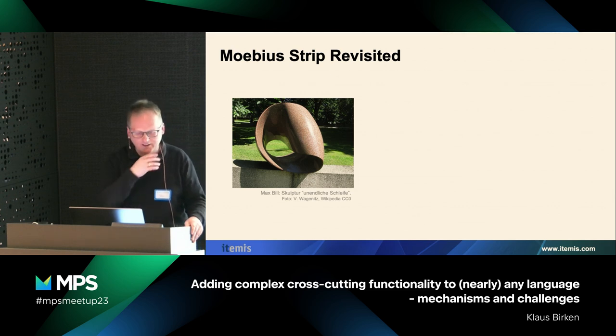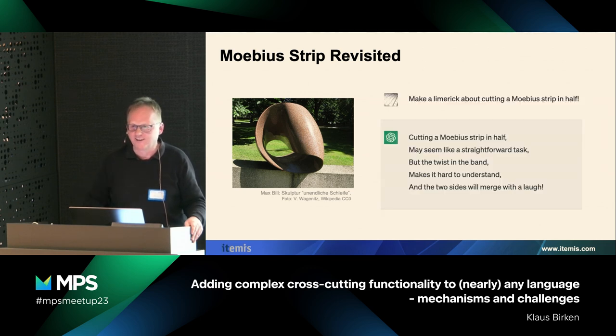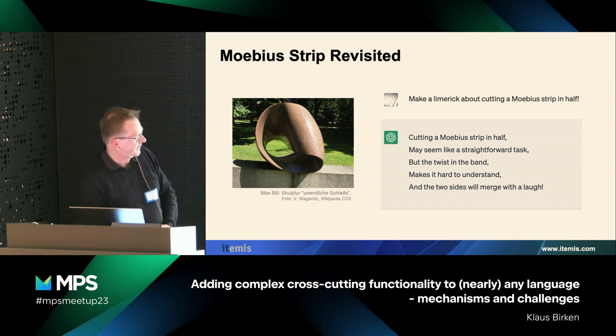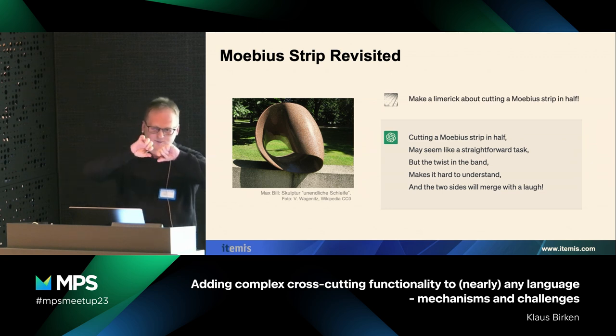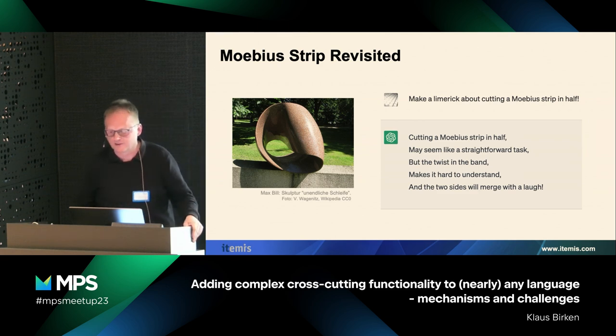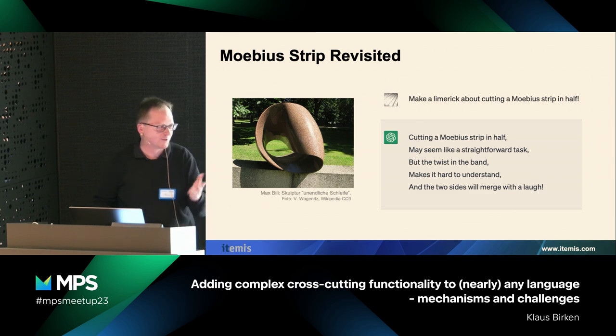And nowadays, no talk should be without a ChatGPT reference. So I asked ChatGPT to give us the solution as a limerick. I don't quite like it, and you still don't know what happens if you cut it. So I encourage you to try it. Just take a strip of paper, put it together, twist it once, and then cut it lengthwise. It's surprising. But there are also many videos, so you don't have to do it on your own.